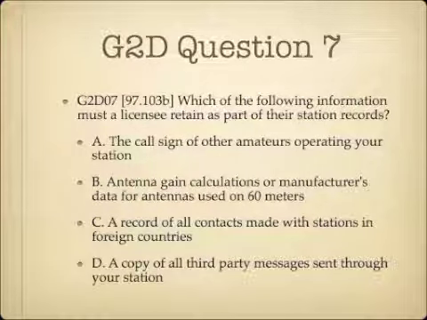Question 7. Which of the following information must the licensee retain as part of their station records? A. The call sign of other amateurs operating your station. B. Antenna gain calculations or manufacturer's data for antennas used on 60 meters. C. A record of all contacts made with stations in foreign countries. Or D. A copy of all third-party messages sent through your station.